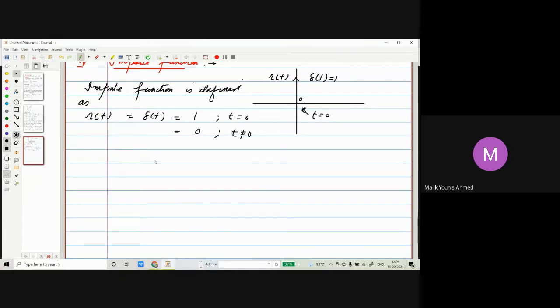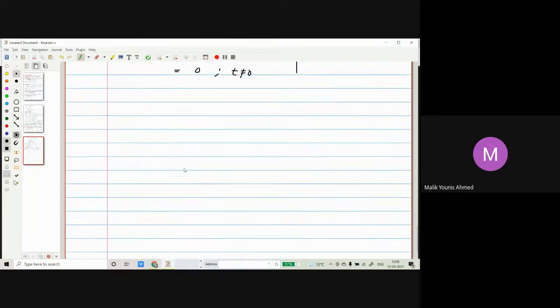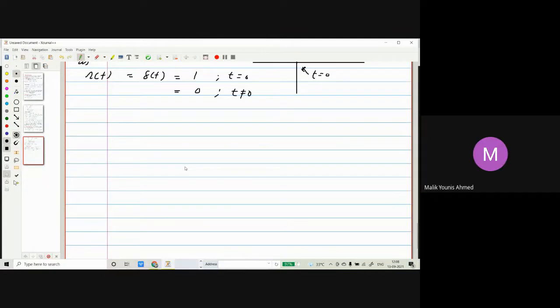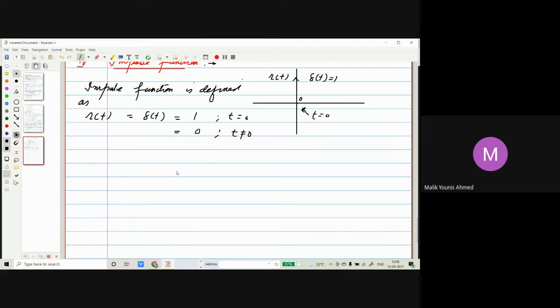The function has a unit value for only t equal to 0. In practice, we can have a pulse of width a, and multiplying by 1 by a, we can get a unit impulse function. So we don't need to get into the details of that one.